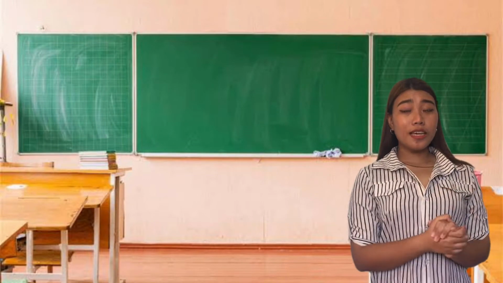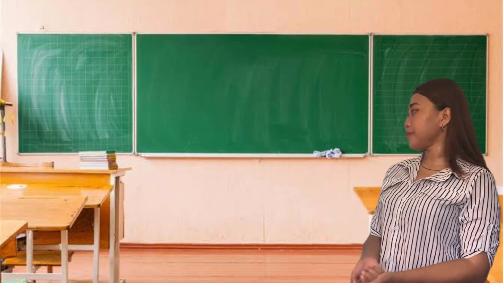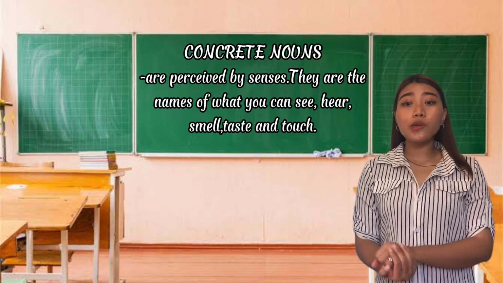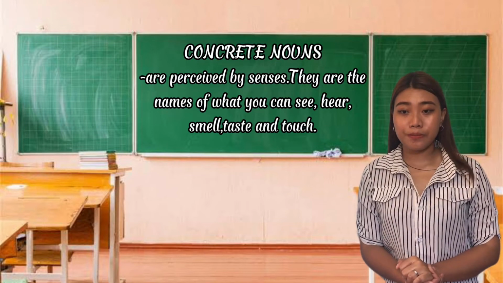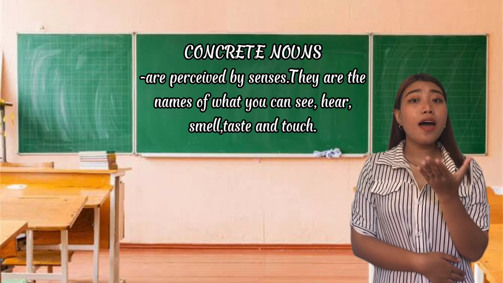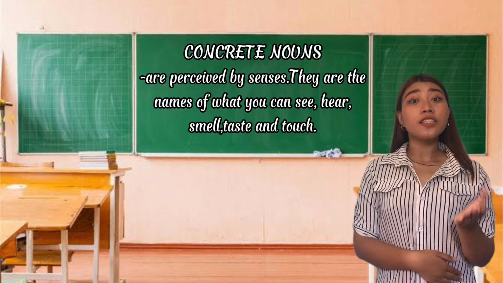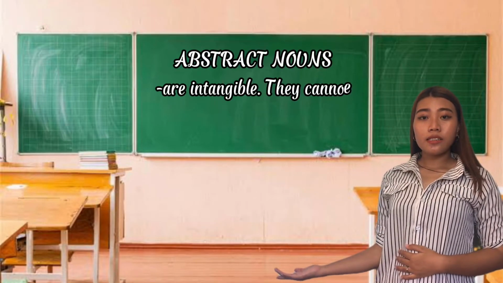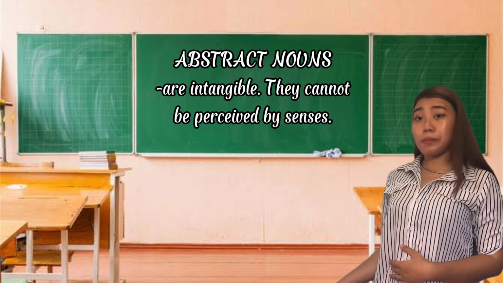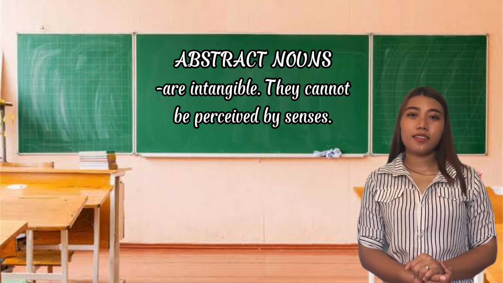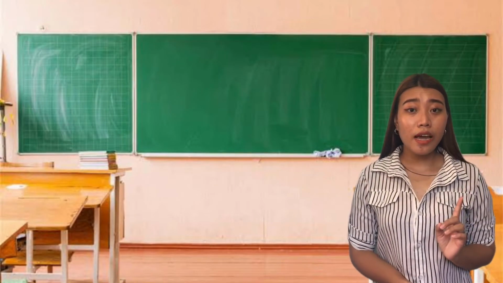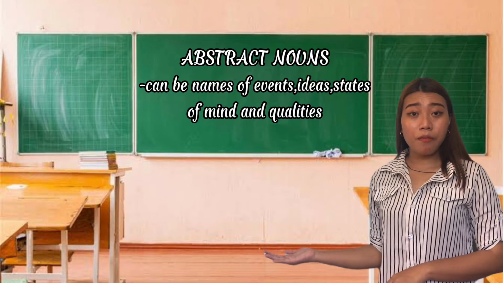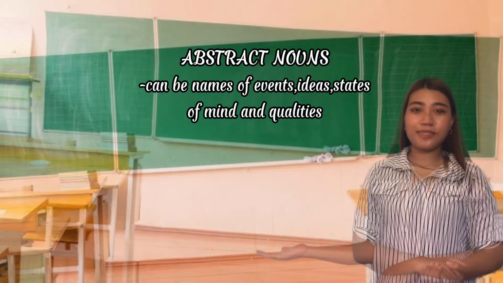Alright, so let's proceed to concrete nouns. Concrete nouns are perceived by the senses. They are all the names of what you can see, hear, smell, taste, and touch. While the abstract nouns are intangible, they cannot be perceived by any senses. The abstract noun can be events, ideas, states of mind, and qualities.